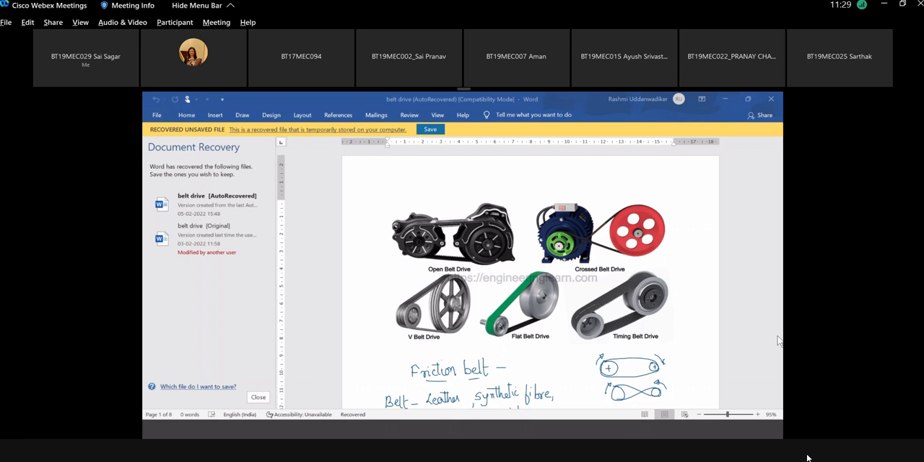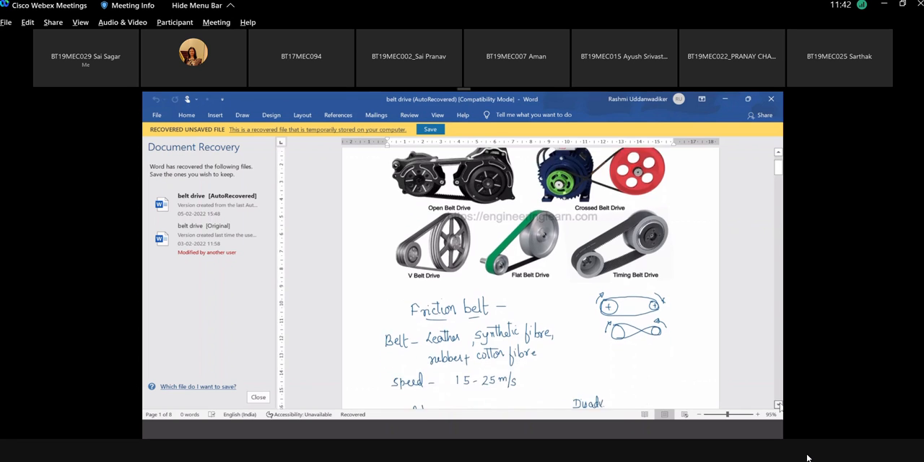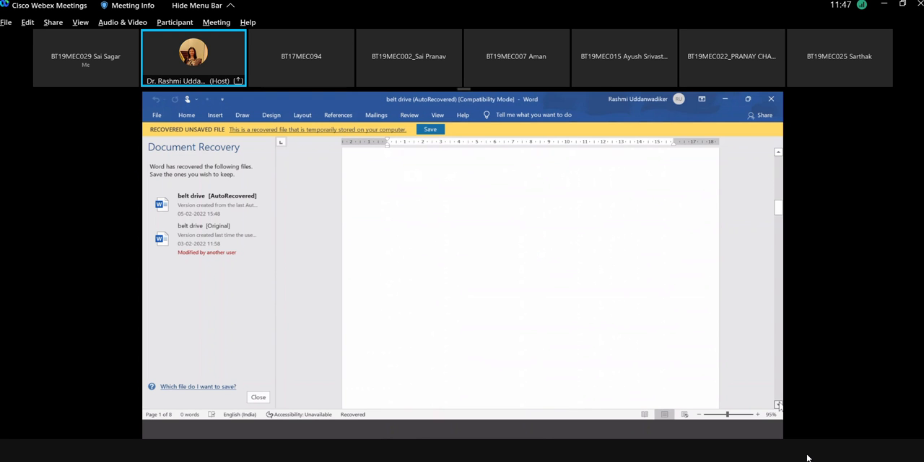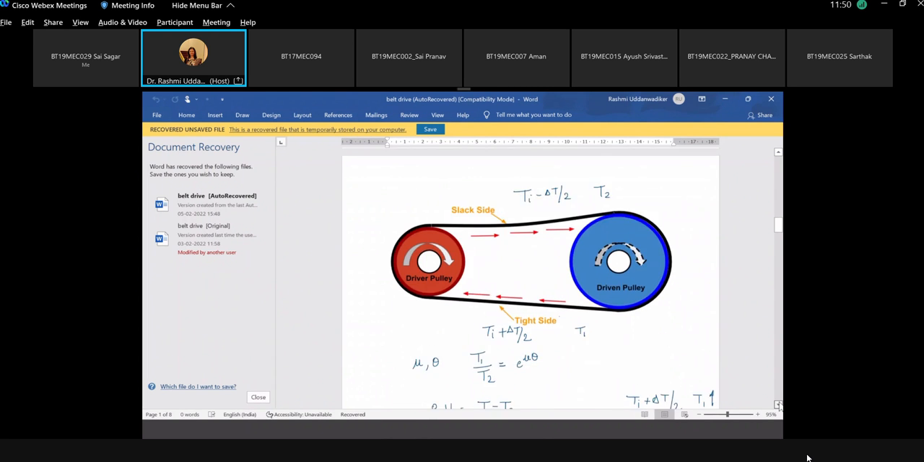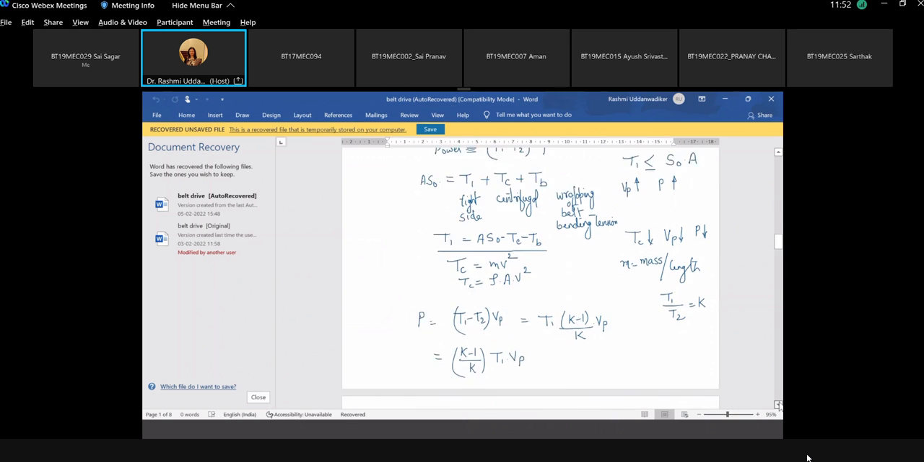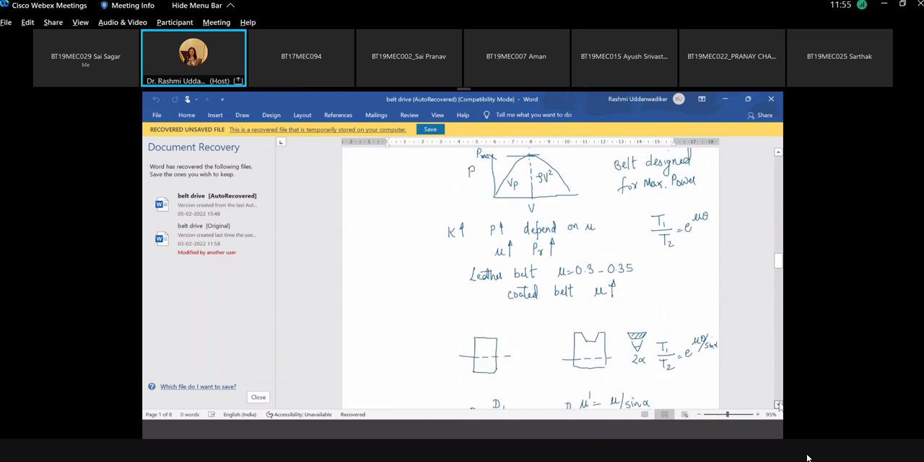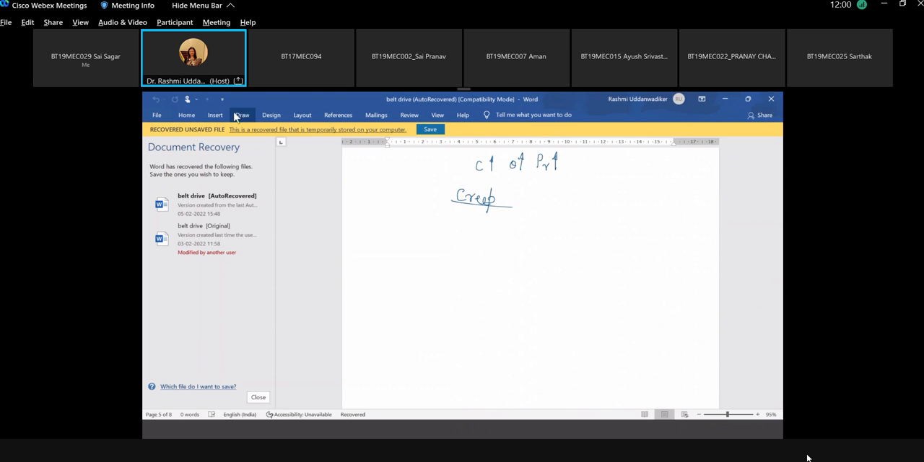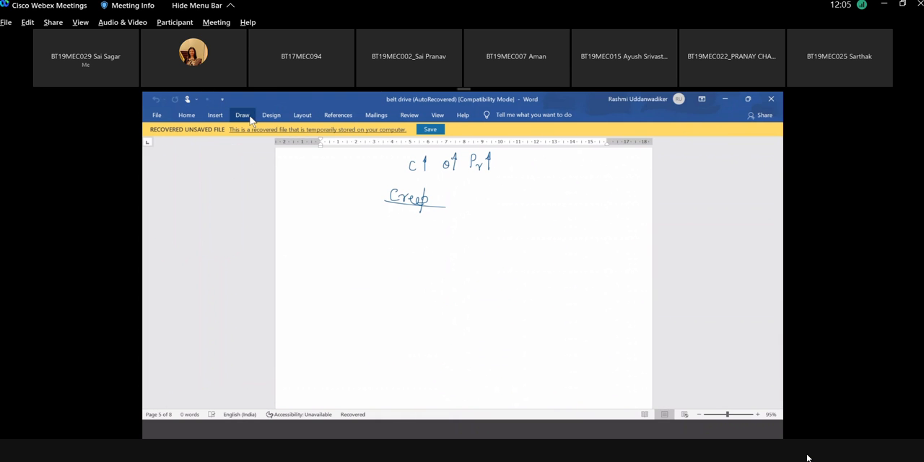Well, let's start our discussion. Before we go for the actual design, let us compare the gears and the belt drives based on their velocity ratio, their maintenance, their peripheral speed and efficiency. Till the time we are expecting more students to join.